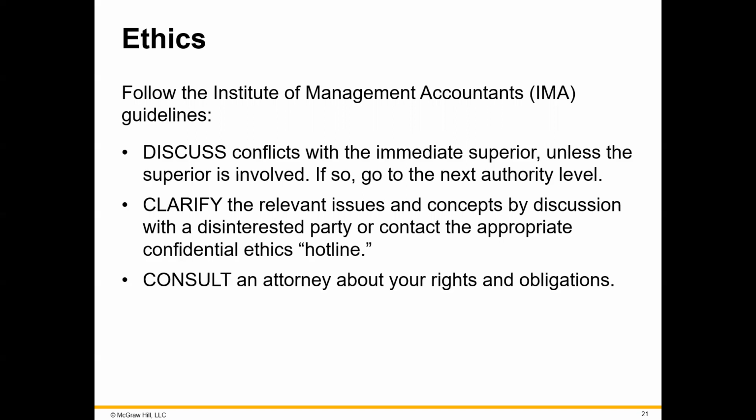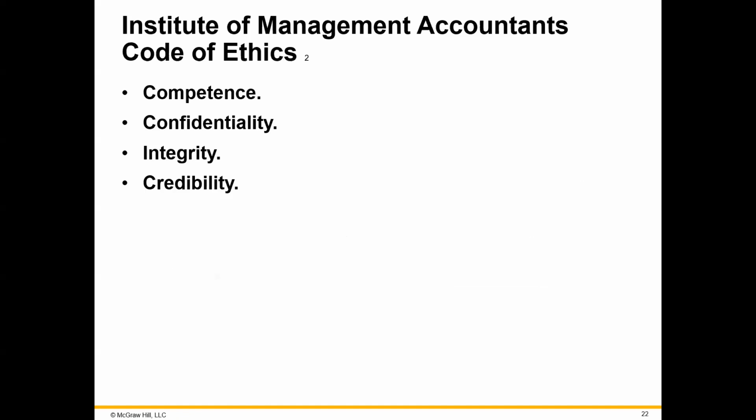The IMA standards of ethical conduct prescribe the course of action that we should take when we are faced with significant ethical issues. We are expected to discuss conflicts with our immediate supervisor, to follow the chain of command, unless the person committing fraud is our immediate supervisor, in which case we go to the next level. We can get help clarifying the relevant issues and concepts by discussing the issue by calling the appropriate ethics hotline. And we can consult an attorney about our rights and obligations. The IMA's Code of Ethics lists 4 standards: the standards of competence, confidentiality, integrity, and credibility.